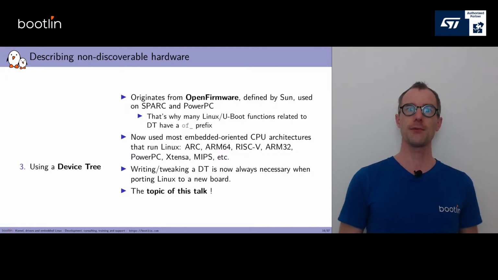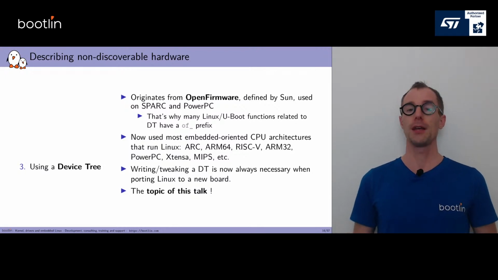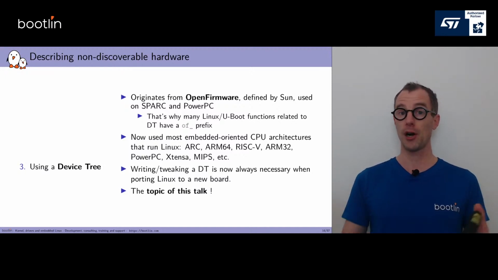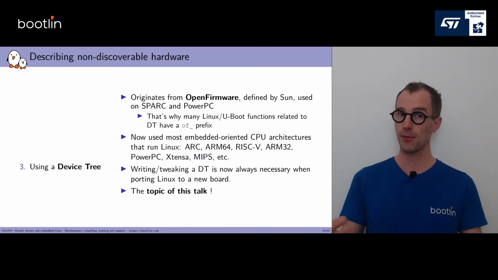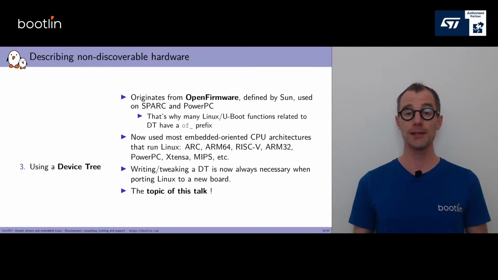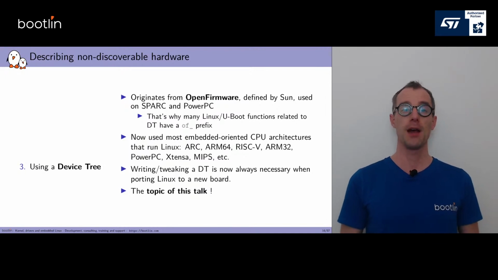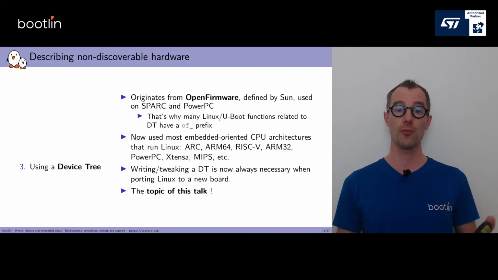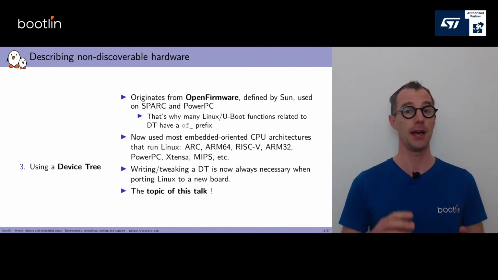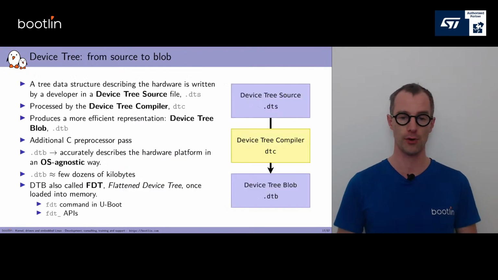This device tree mechanism for describing non-discoverable hardware is now used on the vast majority of embedded-oriented CPU architectures that run Linux, from ARM32 to ARM64, but also RISC-V, PowerPC, Xtensa, MIPS, ARC, and pretty much all the other CPU architectures that you can imagine. And indeed, it is in fact now mandatory to use the device tree if you want to contribute support for a new CPU architecture in Linux. So writing, modifying, tweaking a device tree has now become something that is necessary whenever you want to port Linux to a new board or simply connect additional peripherals to an existing board. And that is precisely what we're going to cover in this talk.